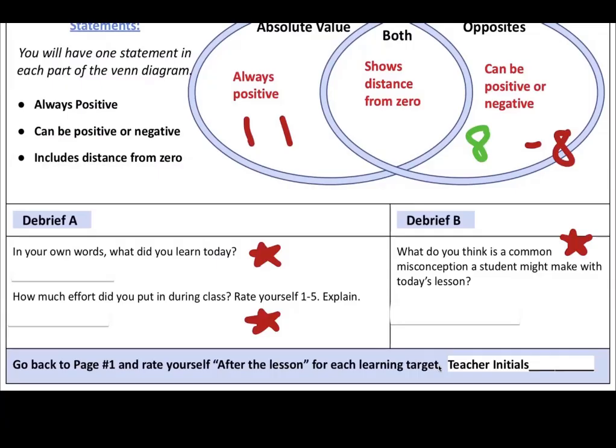Once you've done that, you're going to go back to our learning targets on page 1. At the beginning of the lesson, you rated yourself 1 through 5. Now that we got some more practice, you're going to rate yourself after the lesson on page 1.